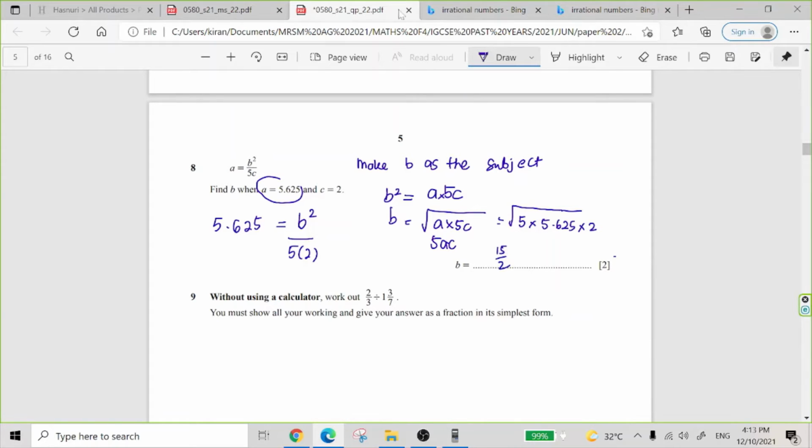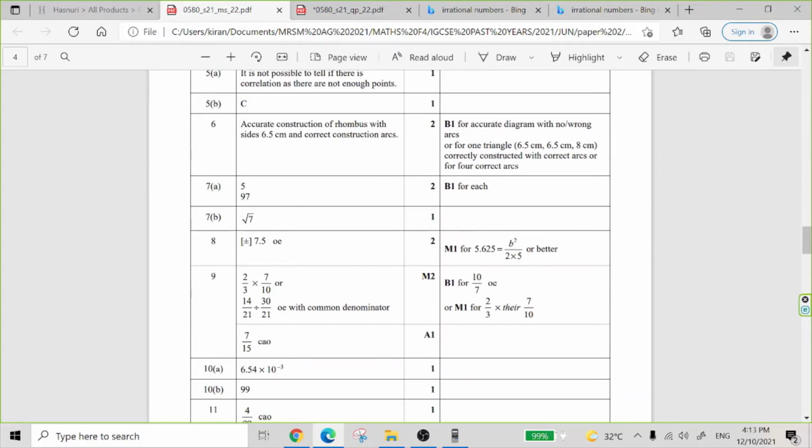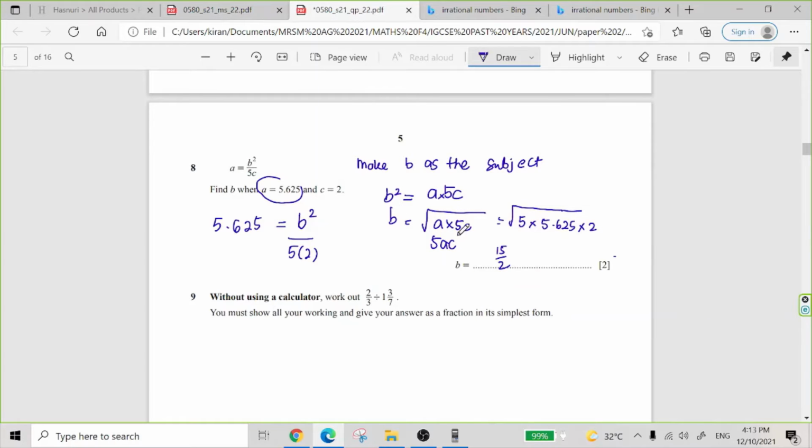Kalau nak jawab dalam bentuk decimal number pun masih lagi diterima. Okay, kat sini lupa nak highlight, kena ada plus minus, or 7.5 kena ada plus minus. Sebab apa? Because this part ialah square root. Okay, next question, question number 9.